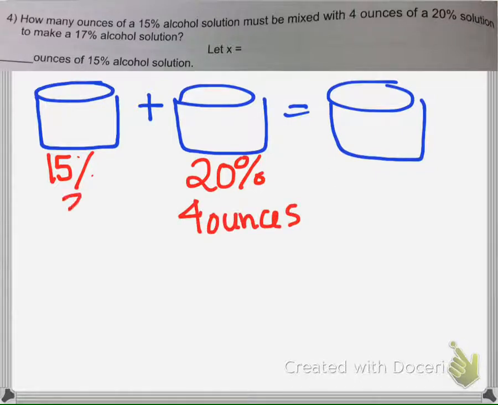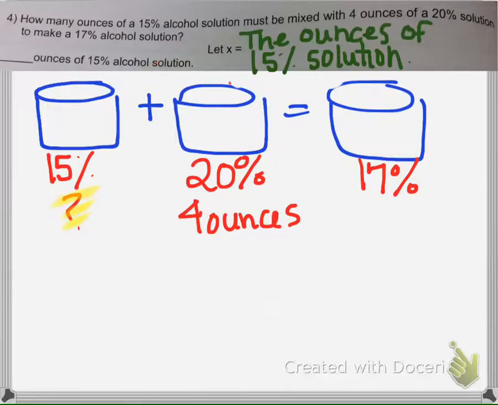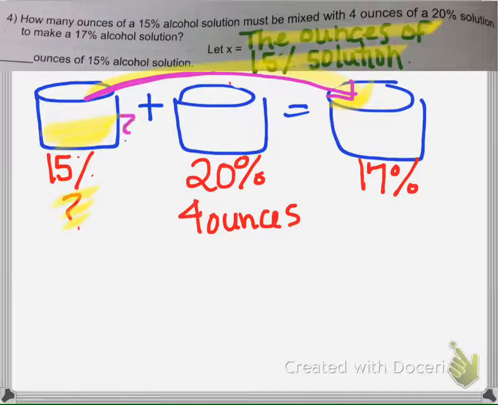We don't know how much this is, but how much needs to be mixed together so that when they've mixed into here together, this one will be 17% alcohol. And we don't know how many ounces because it didn't tell us. So I'm going to go ahead and let X represent this unknown. So I'm going to have X represent the amount of this that needs to be poured into this.